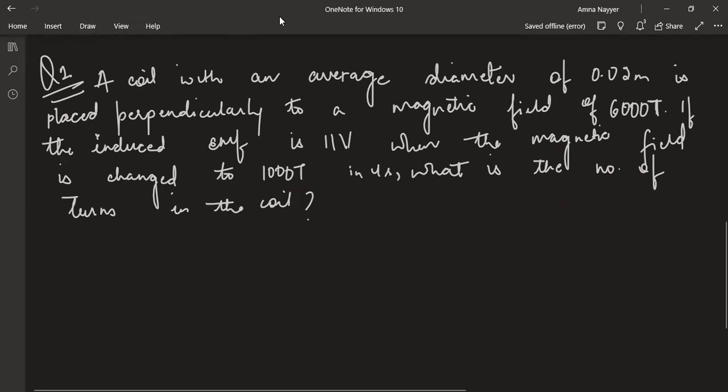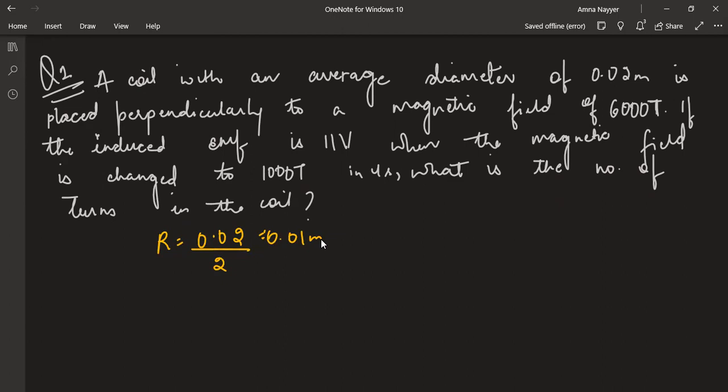No, Khalid, wrong answer. See, a coil with an average diameter of 0.02 meter is placed perpendicularly to a magnetic field of 6,000 Tesla. If the induced EMF is 11 volt, when the magnetic field is changed to 1000 Tesla, in 4 seconds, you have to find out number of turns. See, radius of the coil, diameter is given. So radius will be 0.02 divided by 2. That will be 0.01 meter. Diameter divided by 2, 0.01 meters.